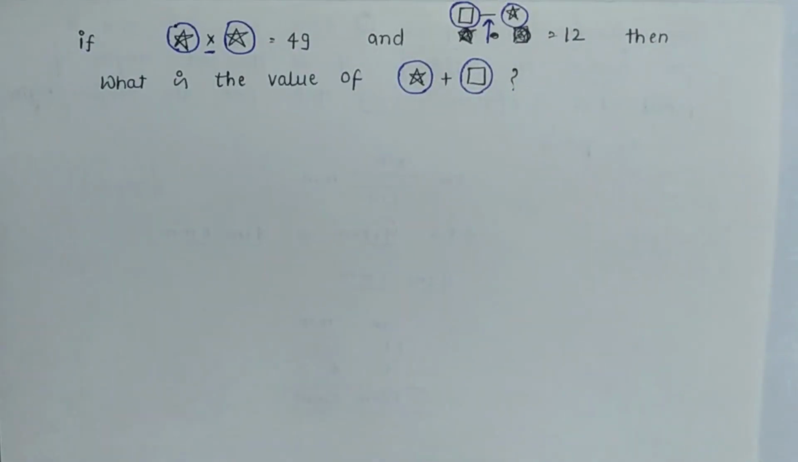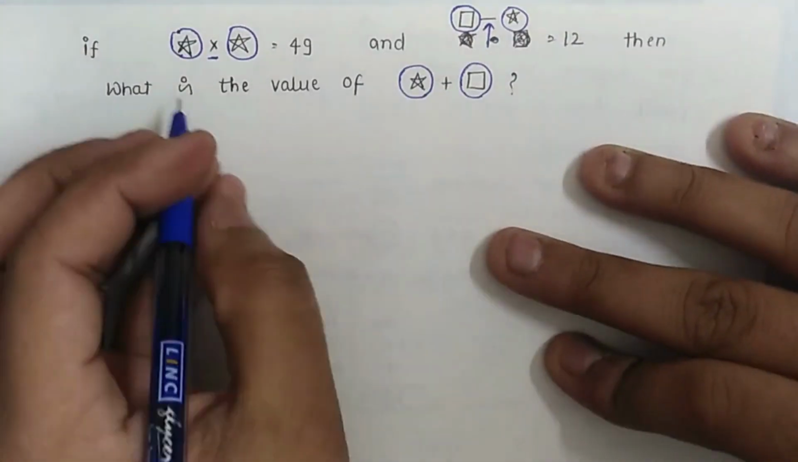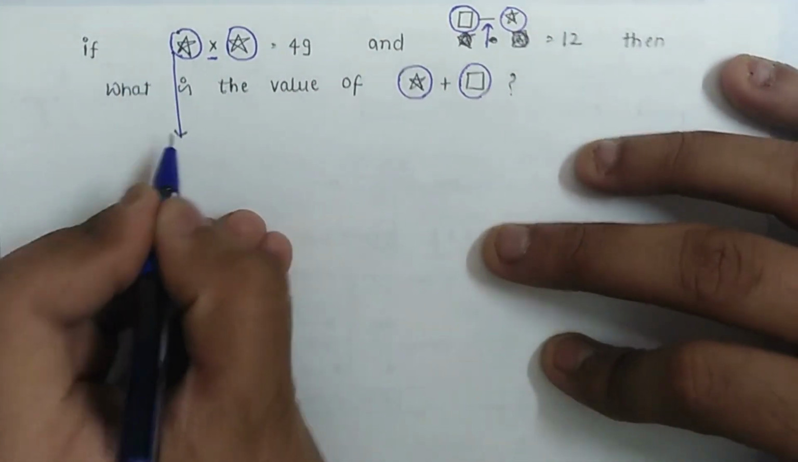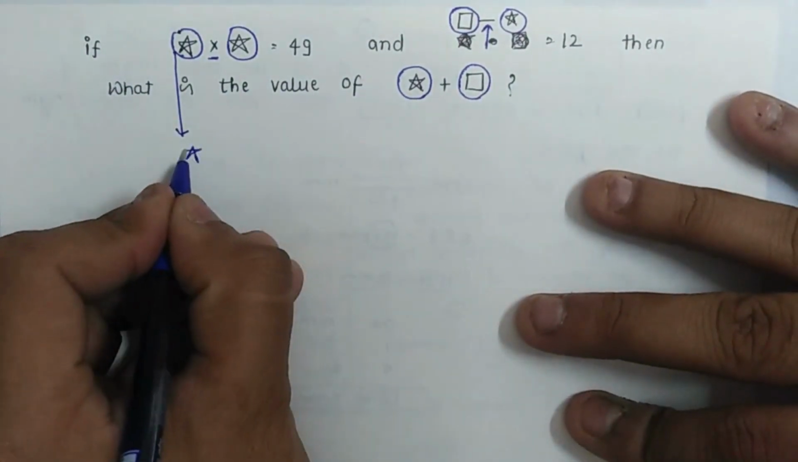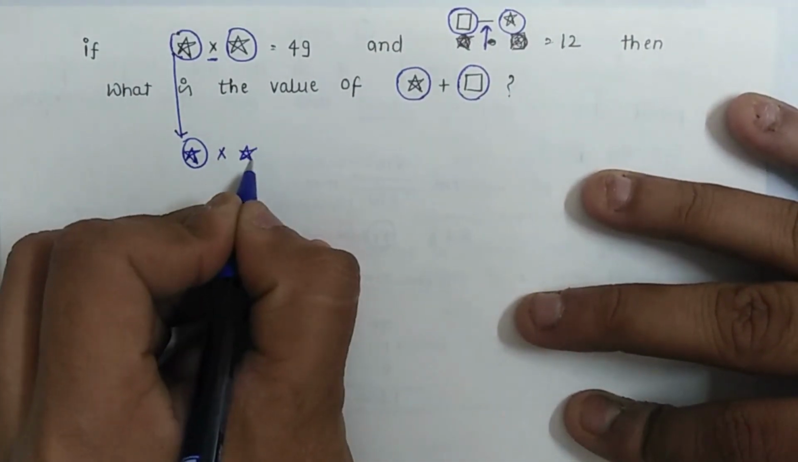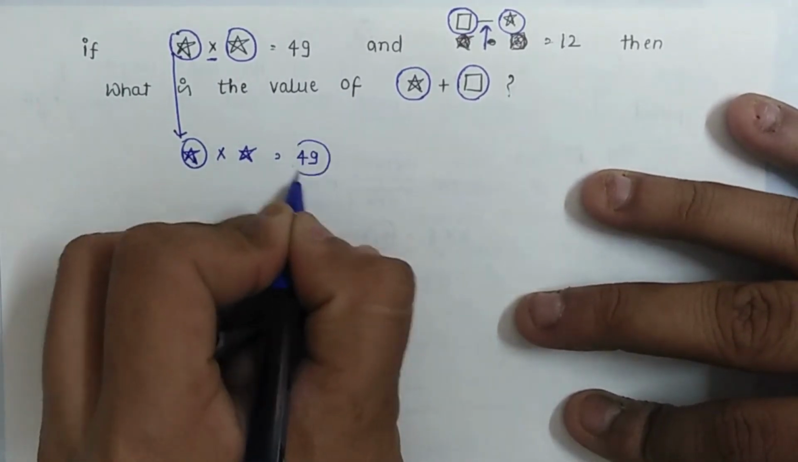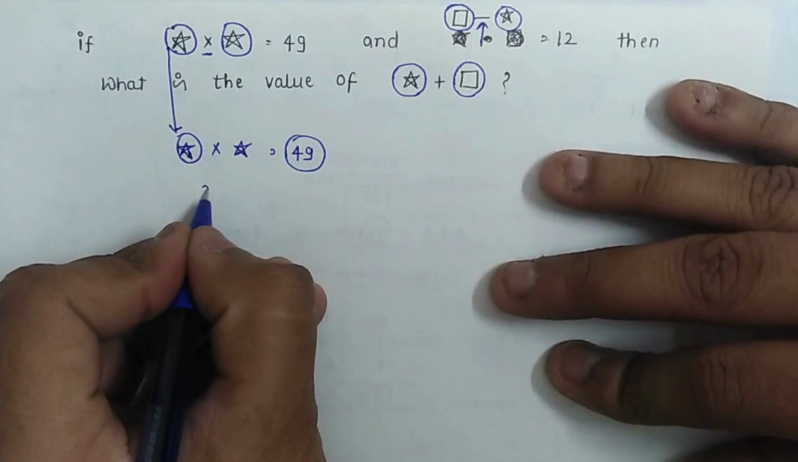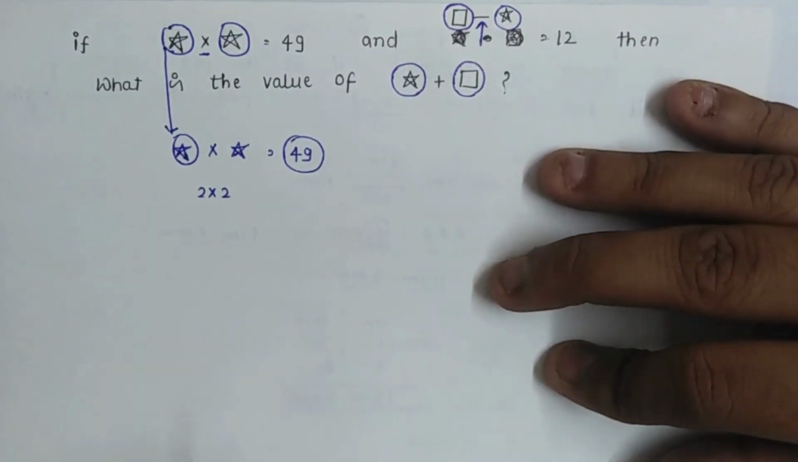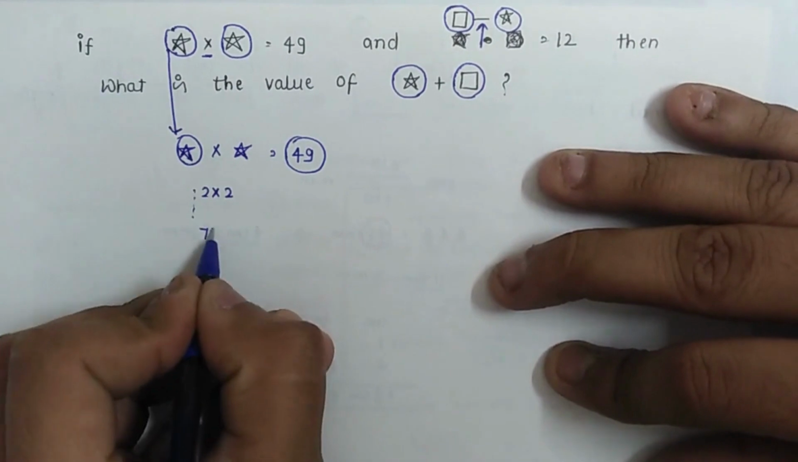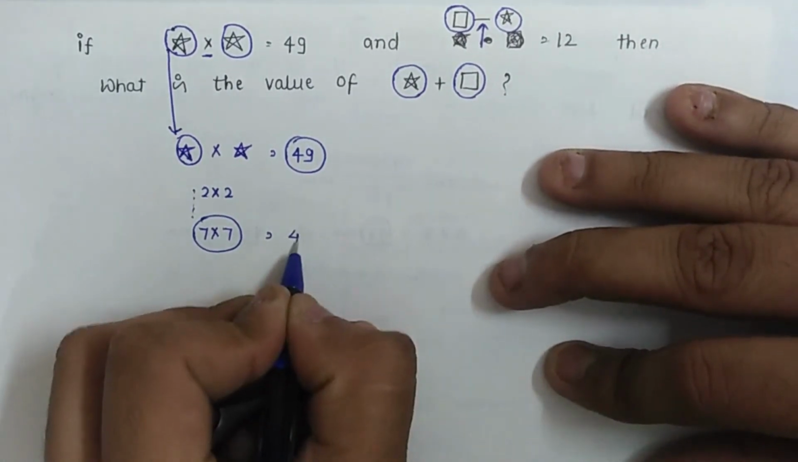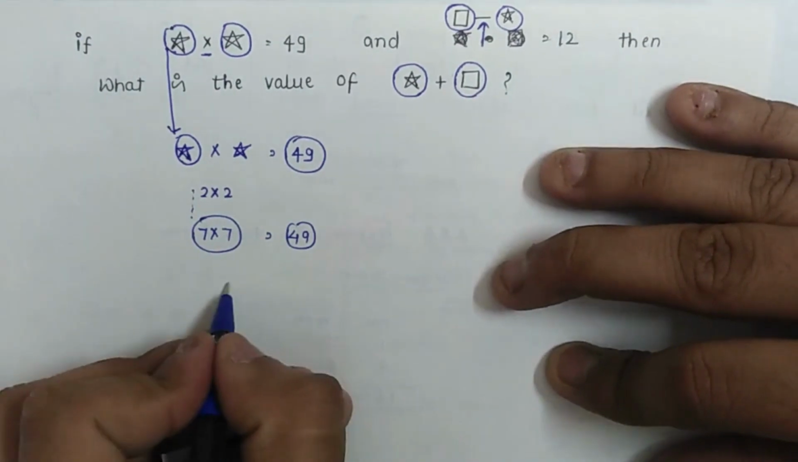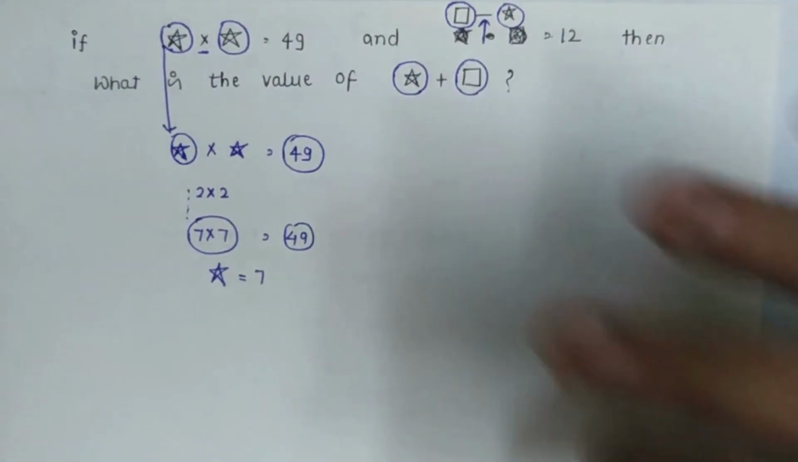You can think of it like some objects also, any other way that suits you, but this is how the question is. If you look at this part, star is a number which is multiplied by itself, and then we got 49. So can you guess the number which it is? If you know the multiplication tables, like 2 times 2, 3 times 3, 4 times 4, similarly, if you go up till 7 times 7, because 7 times 7 is 49, and that is what is given here. So we can deduce that star is equal to 7.